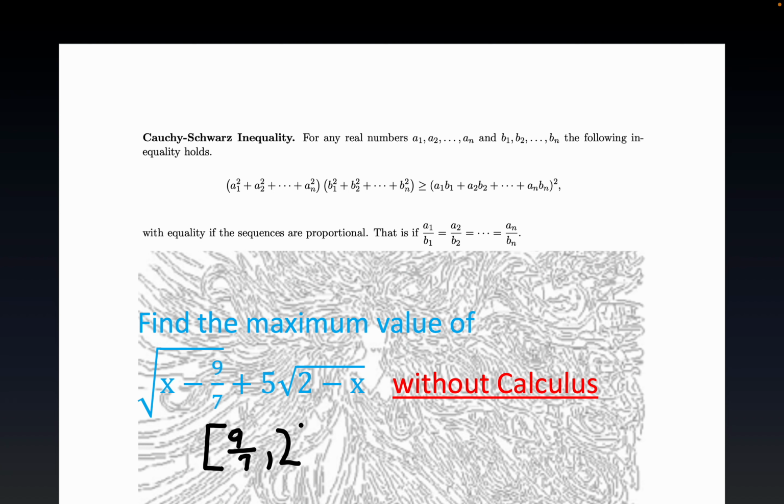So this Cauchy-Schwarz inequality turns out to be quite useful. Now, what I'm doing here is actually a college algebra problem. I'm writing down the domain of this function. You can see that if you pick a number to the left of 9 over 7, for example 1, you would have a negative radicand right here. And a number to the right of 2, you would also have a negative radicand right here. So this is the domain of this function. You don't necessarily have to write this down to find the maximum, but I think it yields a little bit of insight. Okay, so now we are using the Cauchy-Schwarz inequality.